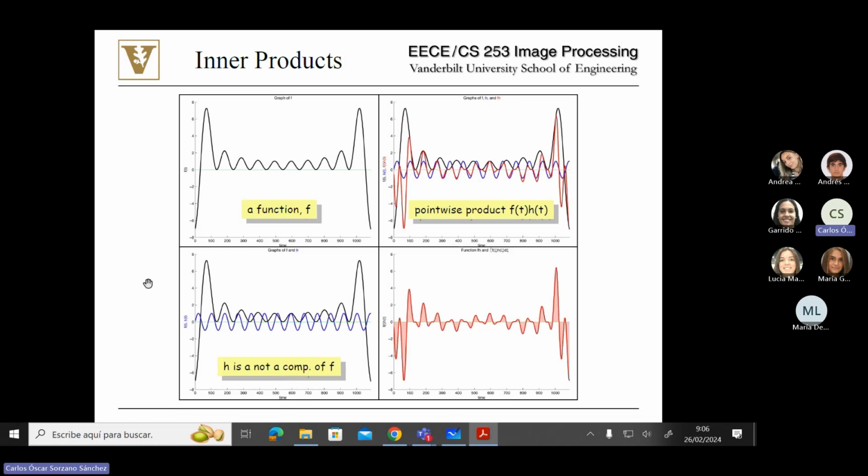Here you have function f, the same as the one before. Now you have a different function h. So before it was g, now it is h. And now the area, this area is. Okay.